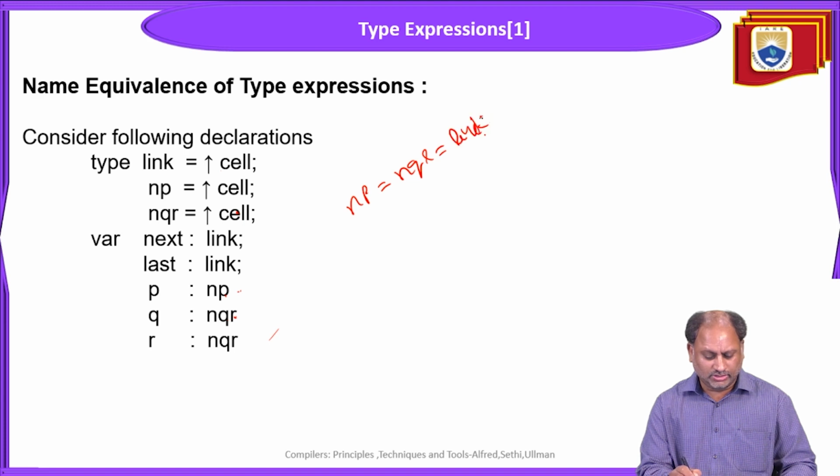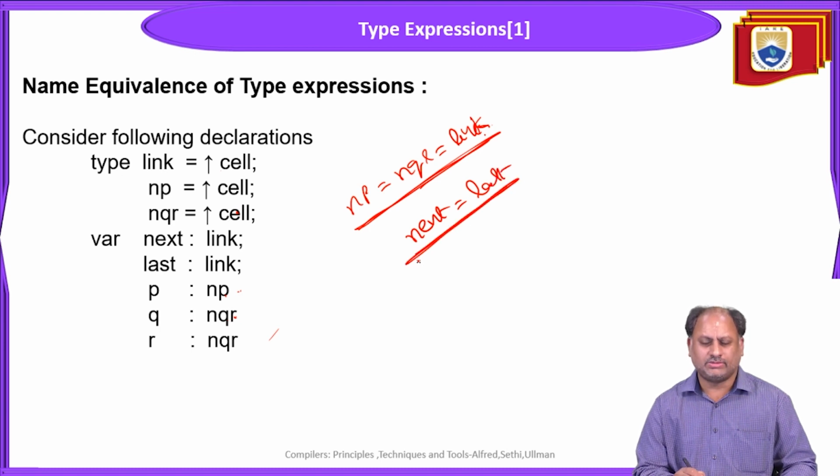So here the type expressions can be verified: link NP equal to NQR equivalent to link. That means they have the same type expression, pointer to cell. And next equal to last. So they are also having the same type expression. That means here the type expressions of next and last are equivalent. Then we can say that it is a name equivalence of the two expressions.